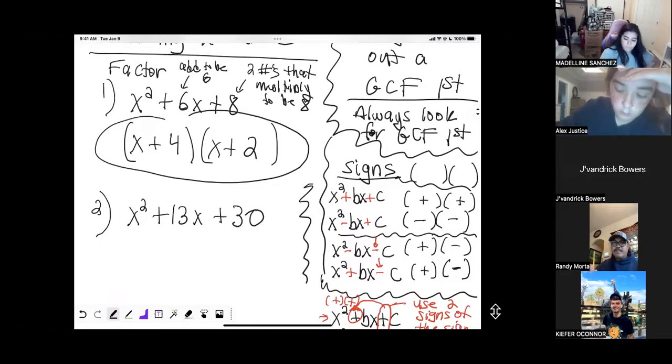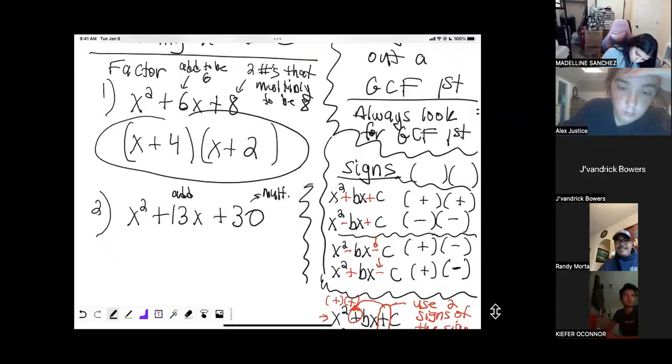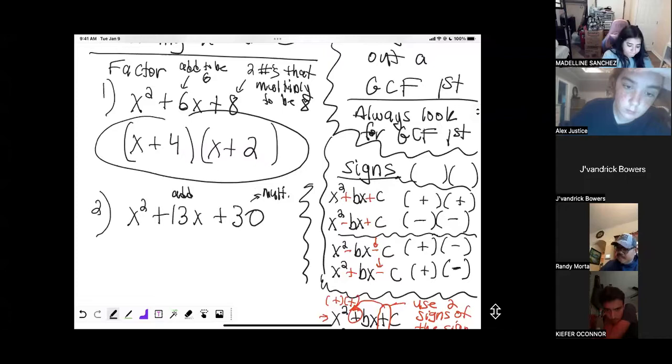Yeah, Amber, you're right. I like that. All right, now, 30 has lots of things that multiply, right? I need 2 things that multiply to be 30, but add to be 13. So we can look at things that multiply to be 30. We have 6 and 5. 6 plus 5 is 11. That's not 13. 30 and 1, but 30 plus 1 is 31. How about 10 and 3? Wait, 10 times 3 is 30, and 10 plus 3 is 13.